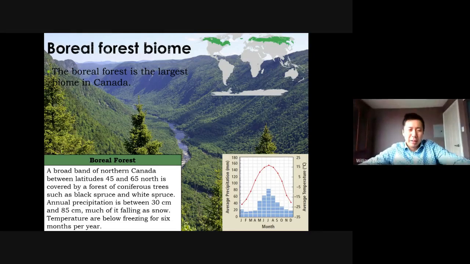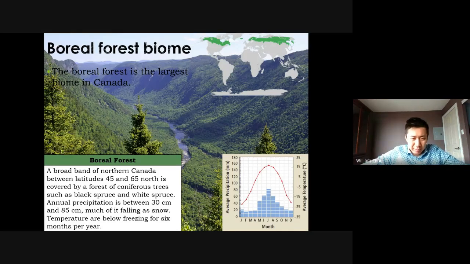Okay, so next one. The boreal forest. This is the largest biome in Canada. This is also very north. If you look on the map in green, that highlights the boreal forest. So Russia has the largest boreal forest in the world, followed by Canada. So the boreal forest basically is the forest of pine trees, those evergreen forests. They're really, really cold. It is up north. You go to Northwest Territories or Nunavut or northern Quebec, you're going to see those forests, those trees.